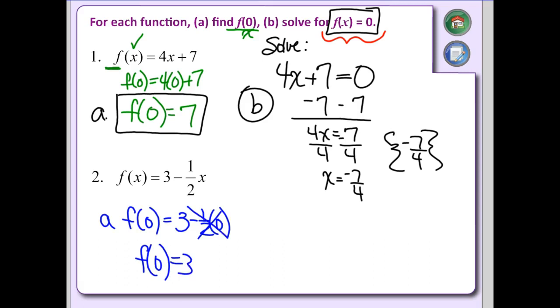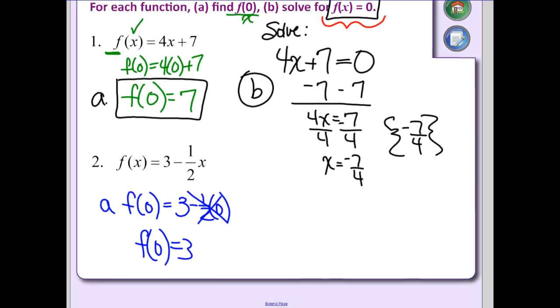Now, what's going to happen on part B? Remember, part B, I'm supposed to take the whole function, which is 3 minus 1/2 x, and make it equal 0. All right, so how are we going to isolate the variable? By inverse operations. Yeah, we're going to subtract 3 from both sides. So I have negative 1/2 x equals negative 3.